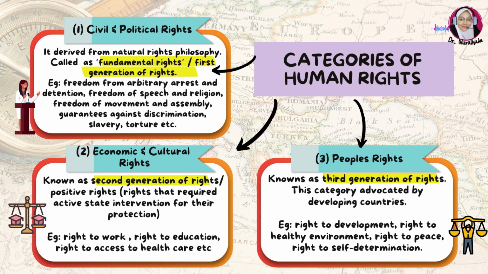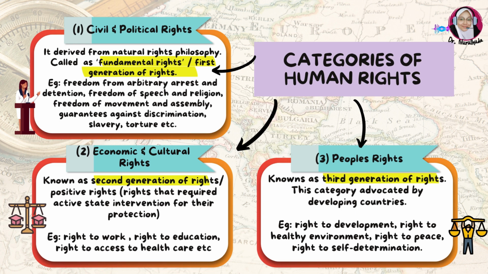There are 3 main categories of human rights that we are going to cover in this lecture. The first refers to civil and political rights. So what are civil and political rights? They derive from natural rights philosophy. They are called fundamental rights or the first generation of rights. For example, freedom from arbitrary arrest and detention, freedom of speech and religion, freedom of movement and assembly, and guarantees against discrimination, slavery, torture, etc.